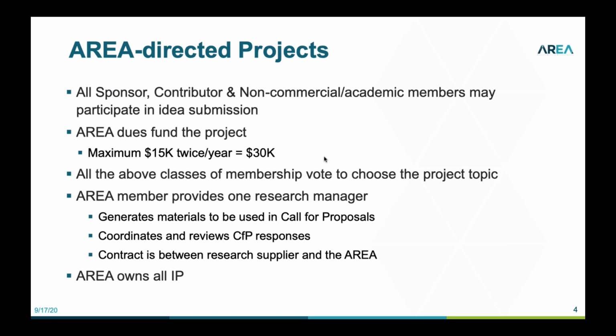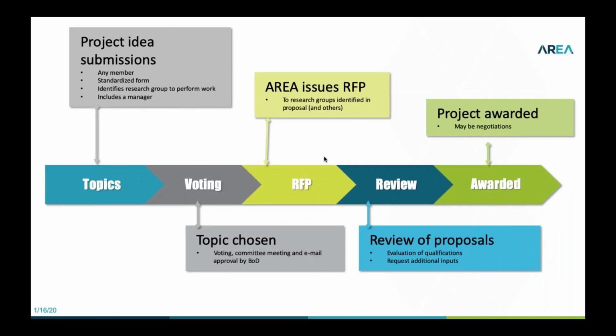All of the members in the sponsor, contributor, and non-commercial segments can vote. So by this democratic process, we choose one topic that will receive some funding. This funding comes from member dues. The member whose topic won the vote has to provide some assistance as we prepare the call for proposals and choose a research supplier. At the end of the project, the intellectual property belongs to the area, but is provided to all members.